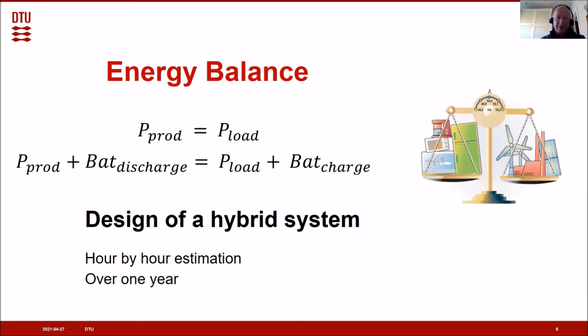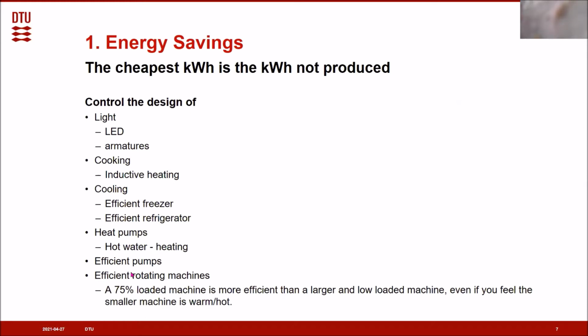where we have the same equation, that production must be equal to load. And if we do not have this equilibrium, then we will have problems related to the frequency in the system. We can introduce a battery, and in that case, as you see here, we can discharge or charge depending on if it's a load or a source. So when we are talking about energy balance, then we normally look at hour by hour estimation, which I will look at here. So it was this very short introduction in background.